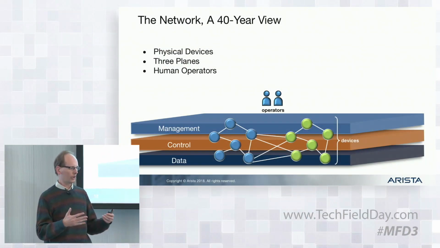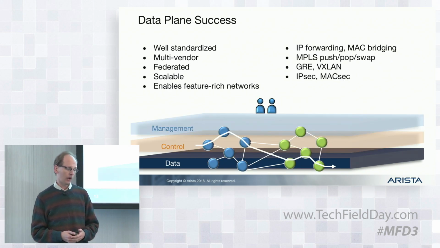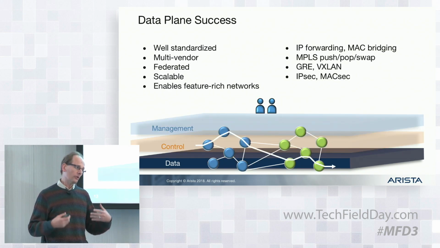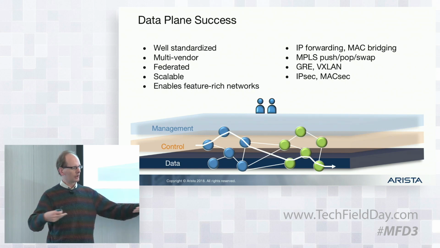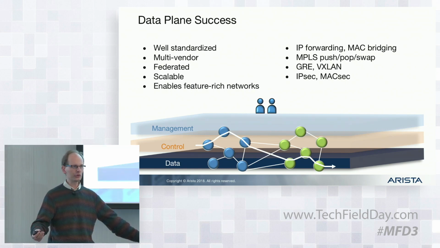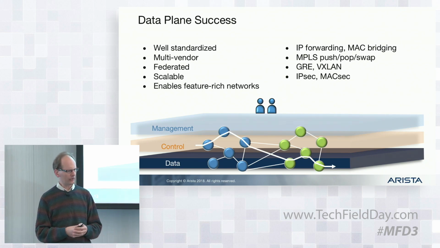So I'm going to take a step back here and take a look at the network, kind of a broad 40-year industry view. I think we all understand the network as a fabric made of physical devices, human operators with three planes: a data plane, control plane, and management plane. And the data plane, I think most people would agree, the industry's done a pretty darn good job of giving customers the primitives they need, the building blocks they need to assemble complex, feature-rich, high-performance, multi-service, multiple administrative domains of control, well-standardized interoperating networks. This is a pretty small set of standards.